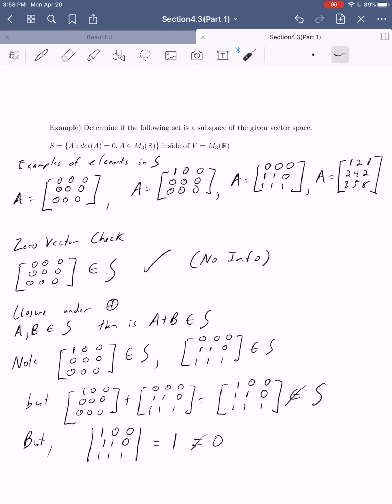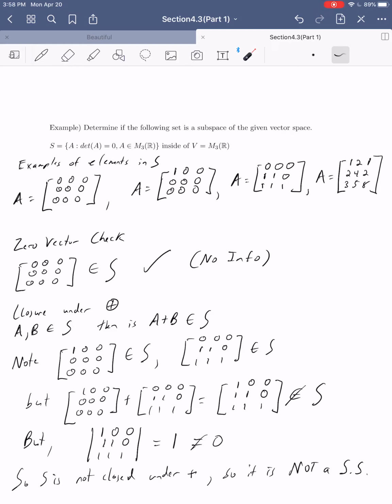So this shows us that even though we took two things that were in S and we added them together, we got something that's not inside of S. So S is not closed under, well, we don't need the fancy notation because we're just using the standard operation, under plus, so it is not a subspace. So when you show something is not a subspace, all you need to do is give a single example of what violates either the closure under addition or the closure under scalar multiplication.